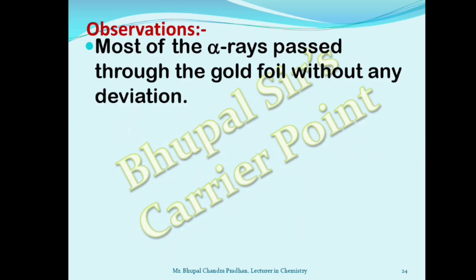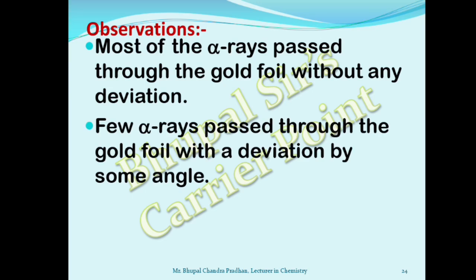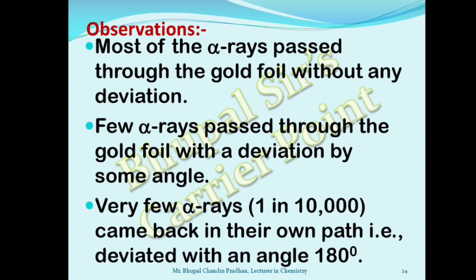Observation 1. Most of the alpha rays pass through the gold foil without any deviation. Few alpha rays pass through the gold foil with a deviation by some angle, and very few, 1 in 10,000, come back in their own path. They deviated with an angle of 180 degrees.